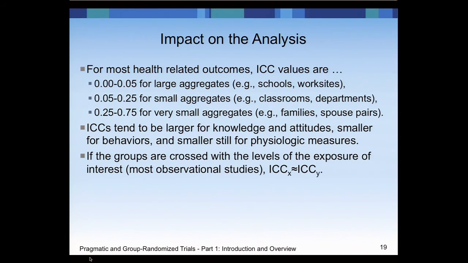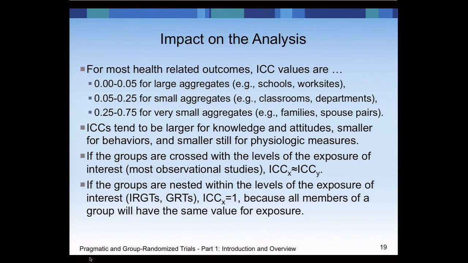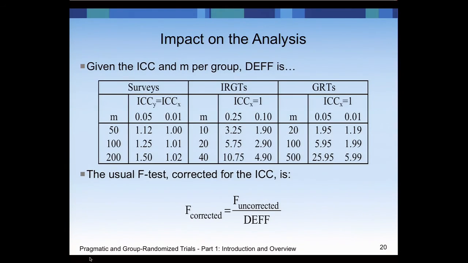If the groups are crossed with the levels of the exposure, and that's true in most observational studies, the two ICCs will have essentially the same value, and you have a product of two often small numbers. If the groups are nested within the levels of exposure, and that's going to be true in a group randomized trial and in individually randomized group treatment trials, the interclass correlation for the independent variable will be 1, as I said, because all members of a group will have the same value on exposure.